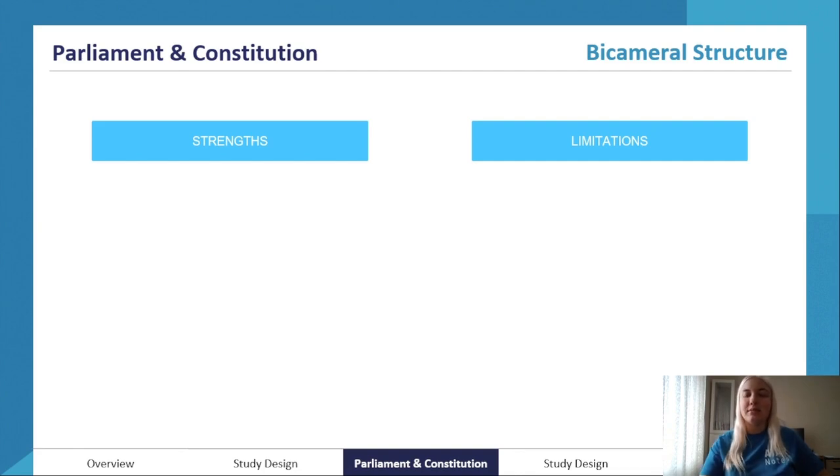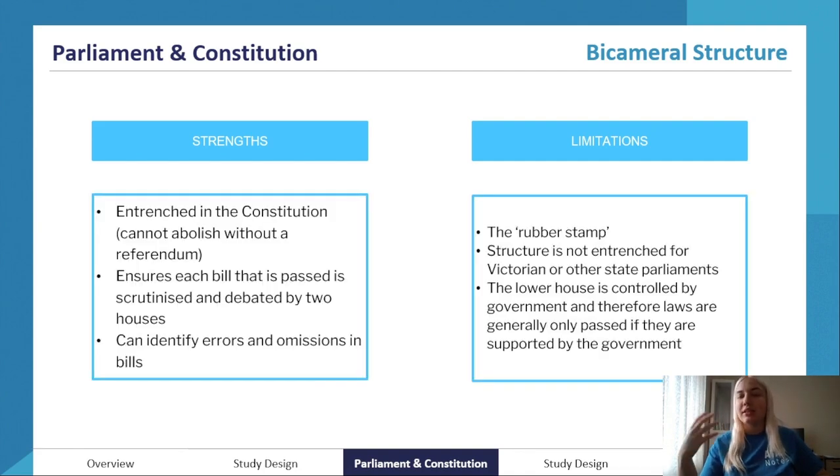Again, so that means immediately we know the first strength, because it's in the Constitution, this right cannot be taken away unless by a successful referendum. Okay, so that's our first strength.